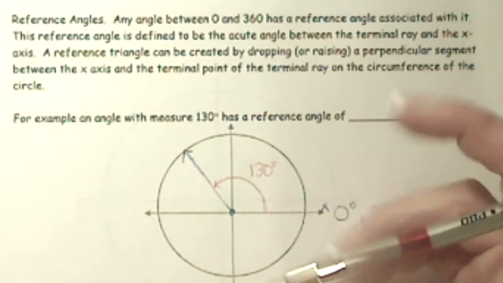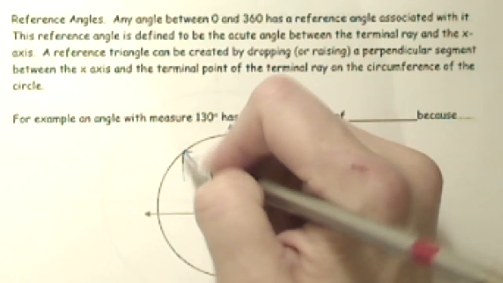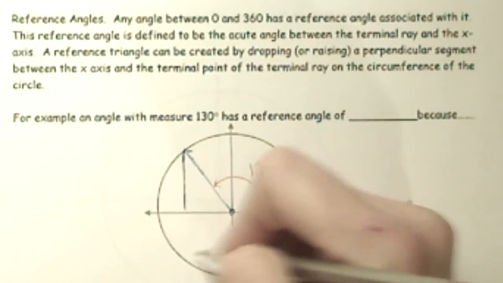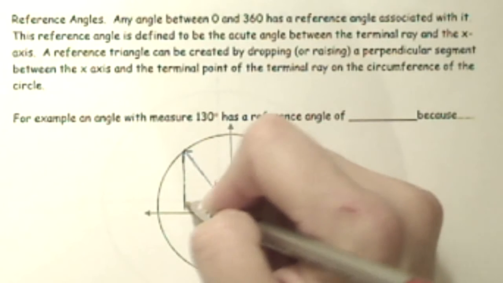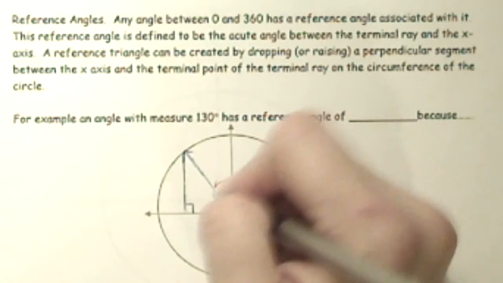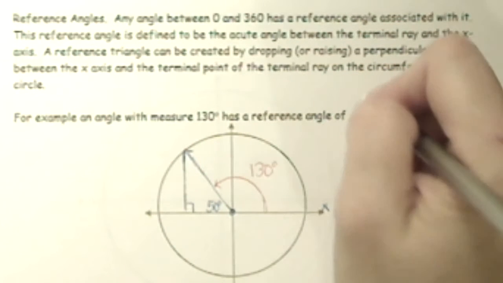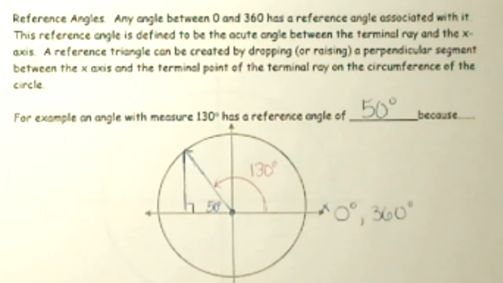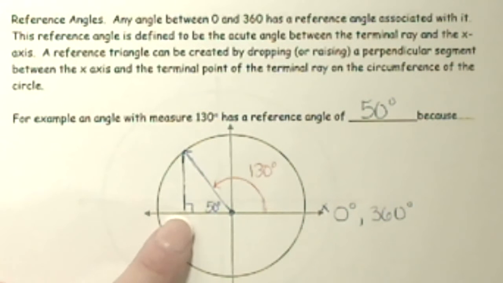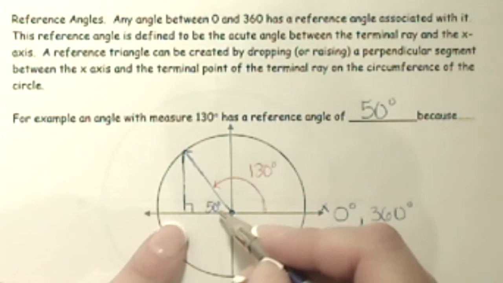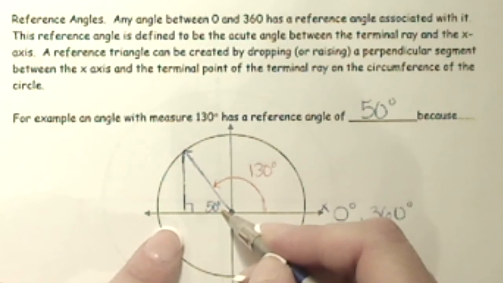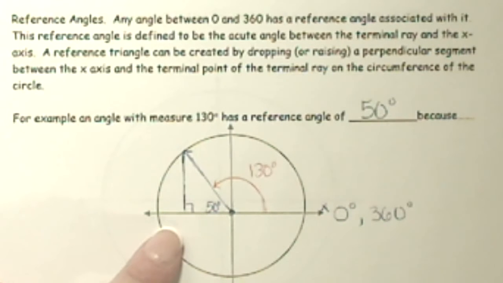The reference angle and the reference triangle are created by dropping a perpendicular, or raising if you're in quadrants 3 or 4, to the x-axis. So the reference angle would be 50 degrees to get all the way to 180. So if we want to know the sine, cosine, and tangent of 130 degrees, that would be associated with the sine, cosine, and tangent of 50 degrees because they are supplements.